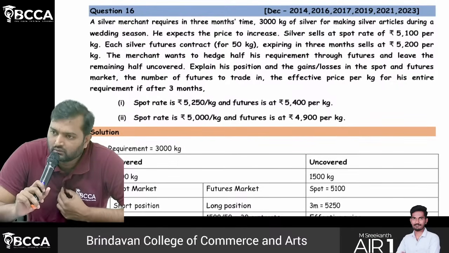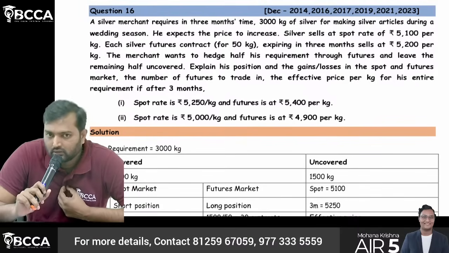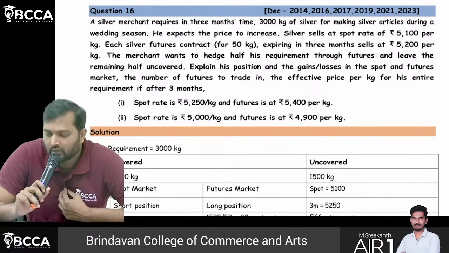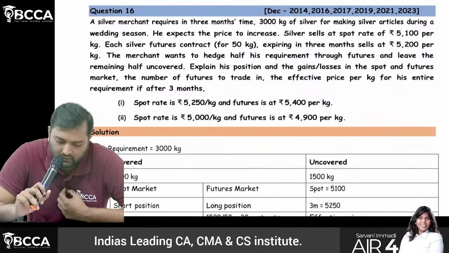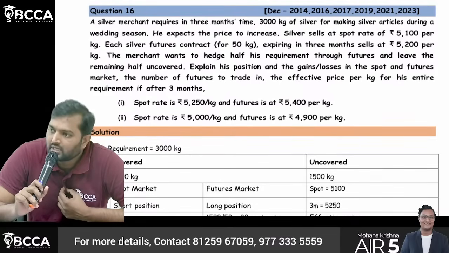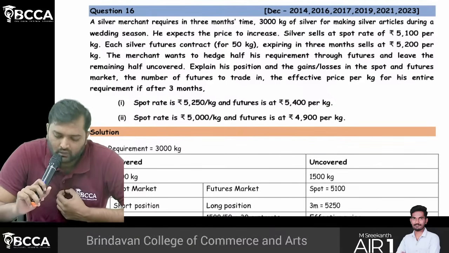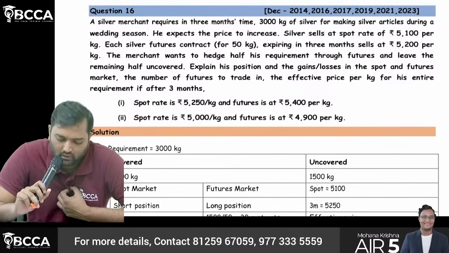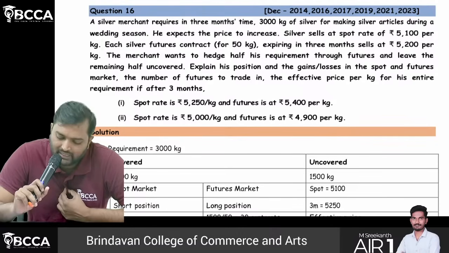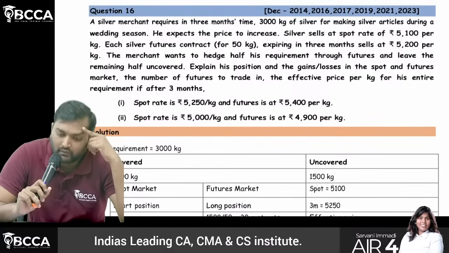We have to explain his position. What is the position he has to take? He has to take a long position. We have to find out the gains or losses in the spot and futures market, the number of futures contracts to trade in, and the effective price per kg for his entire requirement after 3 months.